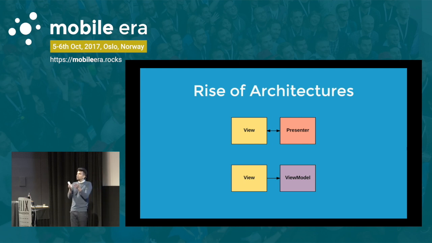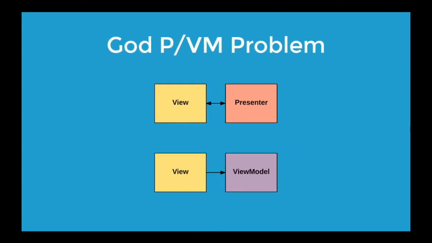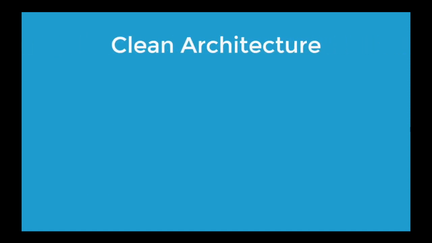They take all the responsibility from the view, they do the hard work and let the view be as dumb as it can. So it solved the God activity problem, but it created another problem, which is the God presenter or view model problem. Now the view is doing just the view stuff, but the rest of the stuff is not that small. There are so many responsibilities done by the presenter or view model, based on whatever architecture you chose. To solve this final problem, clean architecture came into the picture, which finally solved the problem.